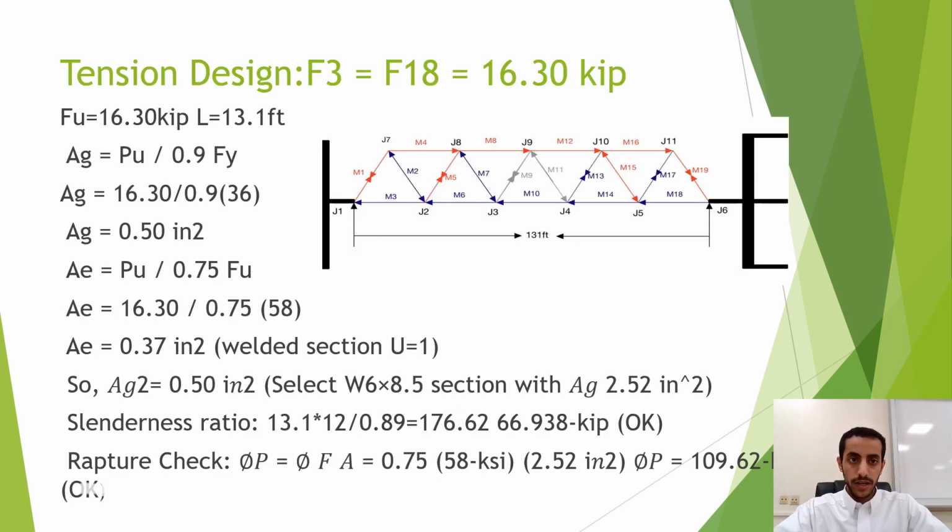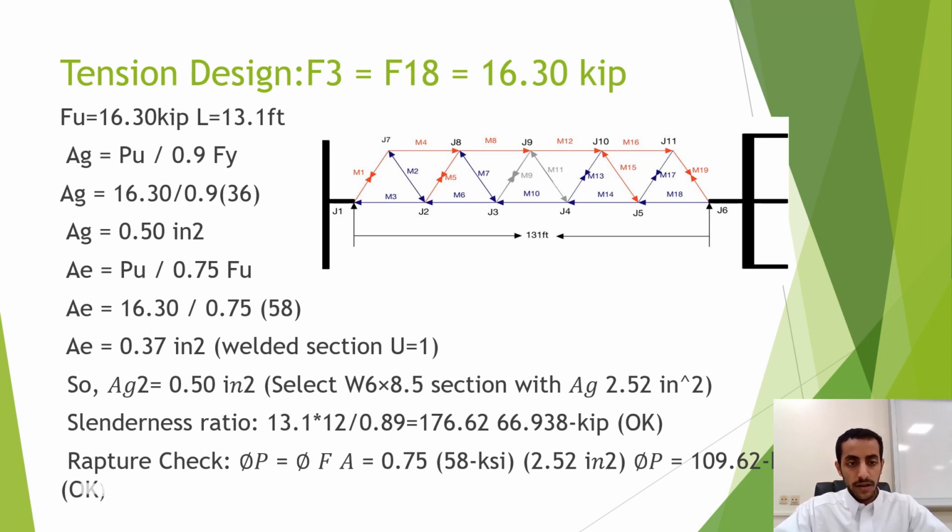Assalamu alaikum, this is Badr Yami. I will talk about tension design, F3 and F18, which is equal to 16.3. At the beginning, we have 16.3 and our length 13.1 feet. In the first step, calculate the gross area, 16.3 divided by 0.9 multiplied with 36, the steel yield.